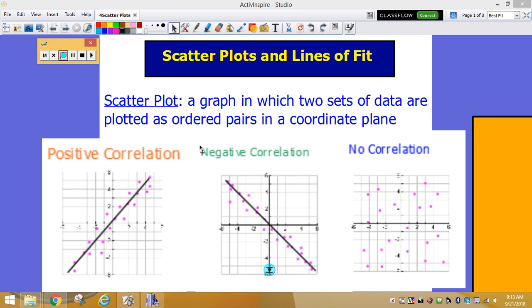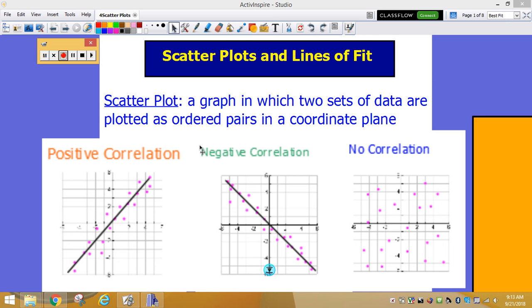Hey guys, so this lesson is on scatter plots and lines of best fit. Okay, so a scatter plot, you can read the definition. It's a graph where two sets of data are plotted as ordered pairs in a coordinate plane. Basically, it's just a graph with dots, points that are plotted. And most of the time your graphs will be labeled and it will show some kind of correlation between two different things. So let's start with correlation.